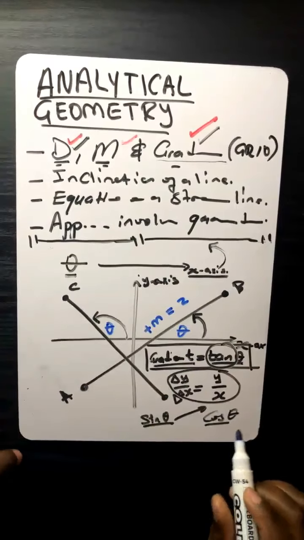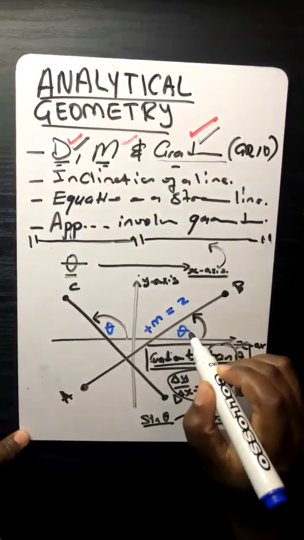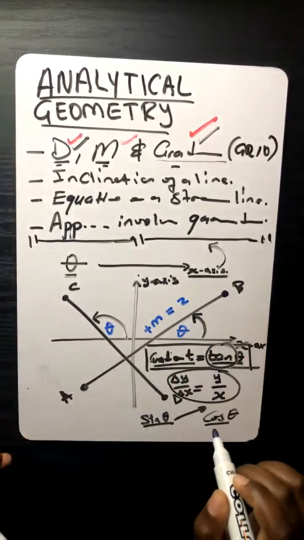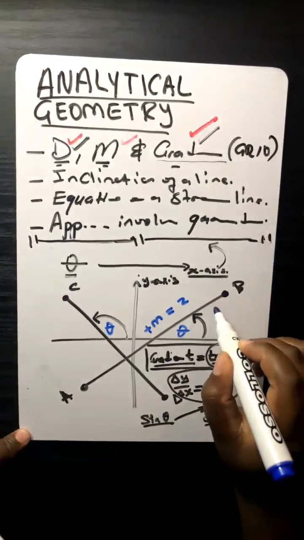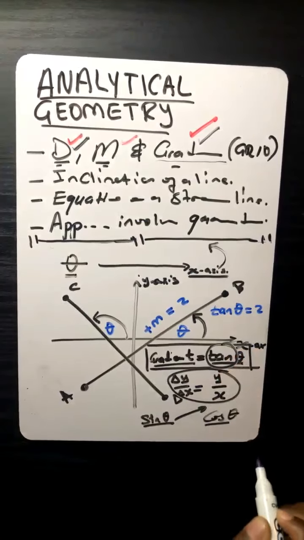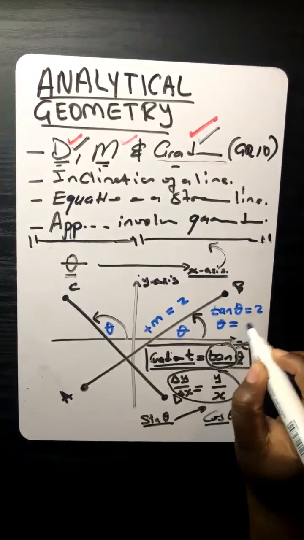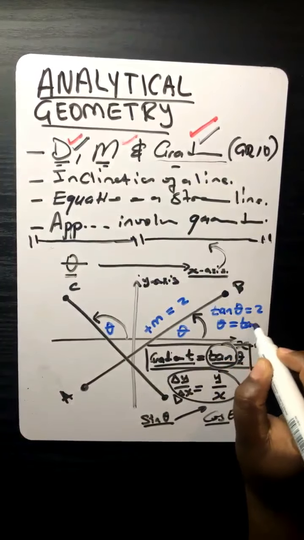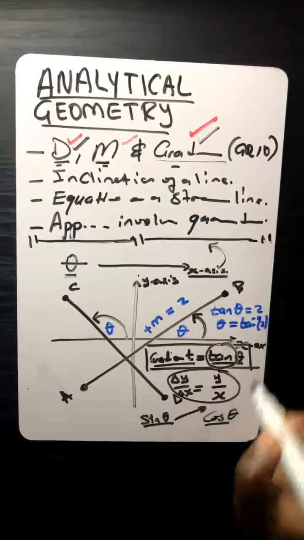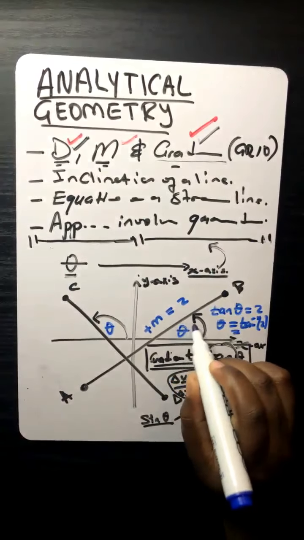So if you want to know the angle of inclination of that line, you can just say tan angle is equal to positive 2. Then you use the second function of tan 2, and it's going to give you a value. The value that you get is that angle over there.